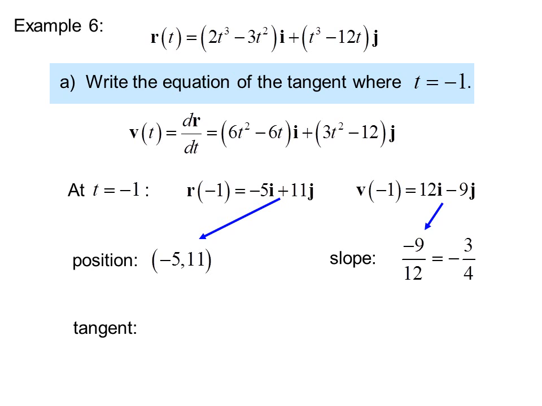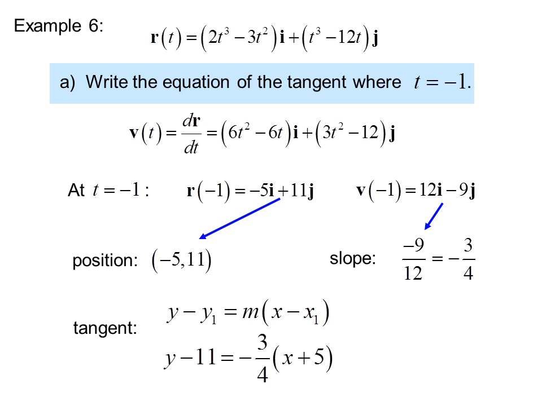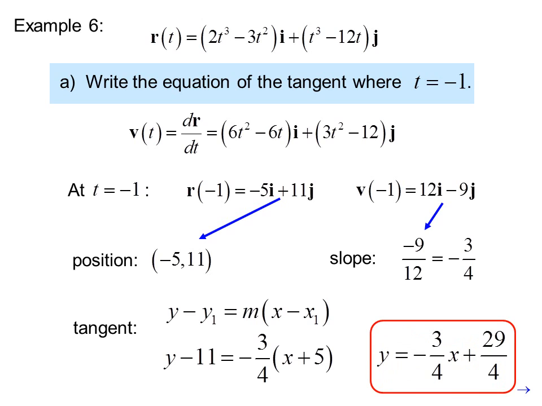The tangent then, using y minus y1 equals m times x minus x1, or the point slope formula, is y minus 11 equals negative 3/4 times x plus 5, or y equals negative 3/4 x plus 29/4.